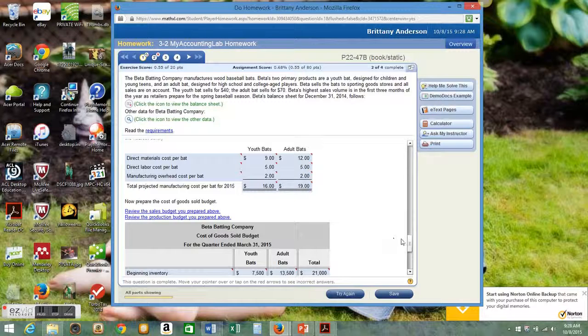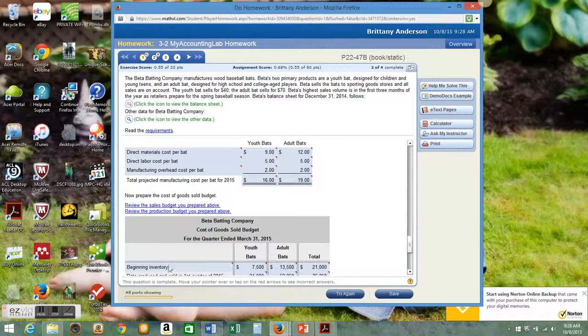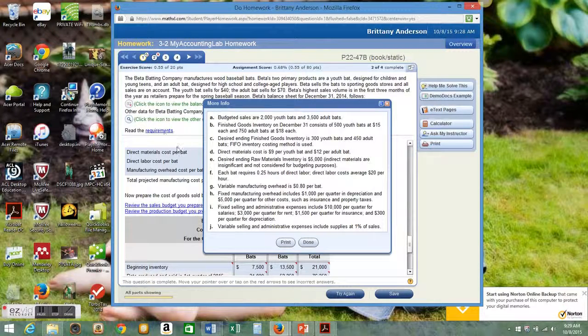So once we have these two numbers, we can continue on, and the first step here is to determine our beginning inventory. Our beginning inventory is given to us right in our data table. It tells us that our finished goods inventory on December 31st consists of 500 youth bats at $15 and 750 adult bats at $18. Remember, my ending inventory for one month is my beginning inventory for the next. So this was December 31st, so these would be my beginning inventory numbers for this quarter.